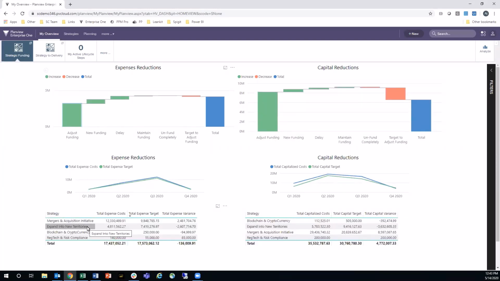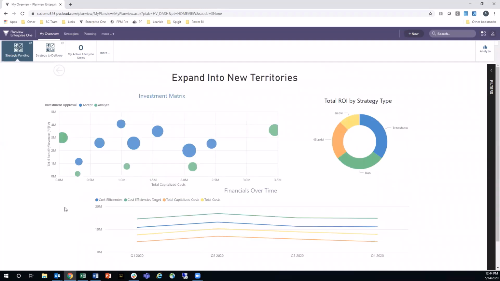If I want to drill in to a strategy to see a little bit more about that key information, with our dashboards, we give you that drill down capability to say, I want to understand a little bit more about expand into new territories. That's the strategy we'll be working with today. And here I get a great view into those financials over time, how all of the work and projects relates up to the big picture of our run, grow, and transform.